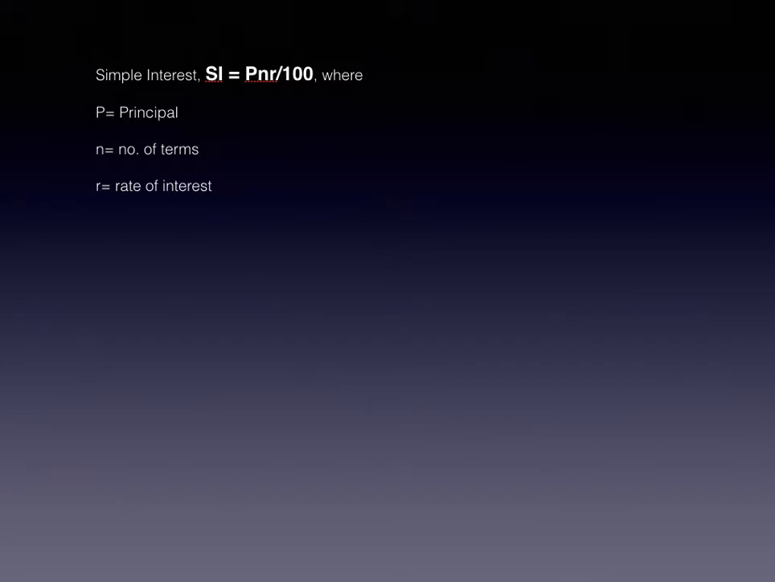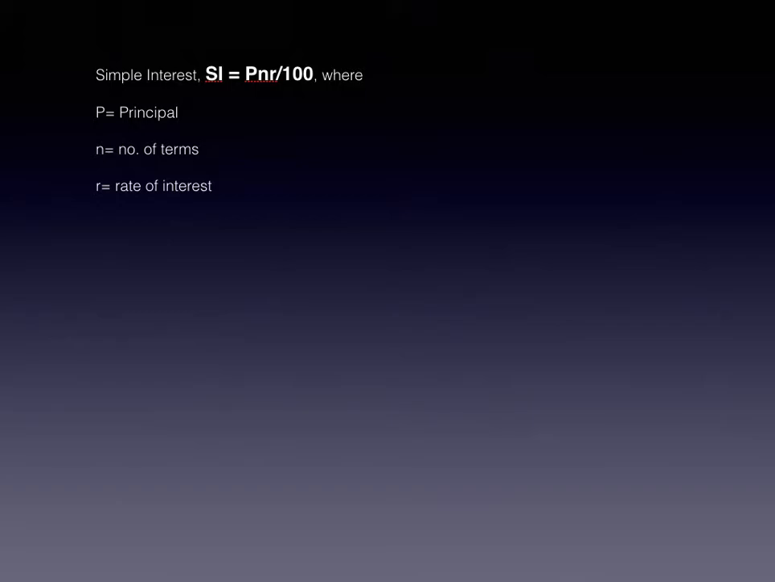So simple interest, we have a formula for simple interest, that is SI is equal to PNR by 100, where P is equal to principal, N is equal to number of terms, and R is equal to rate of interest. For example, we say we are depositing an amount of 1000. Then 1000 is our principal and it is deposited for 2 years. Then number of terms is equal to 2 years. The bank is giving us 12% simple interest. Then the rate of interest becomes 12%.